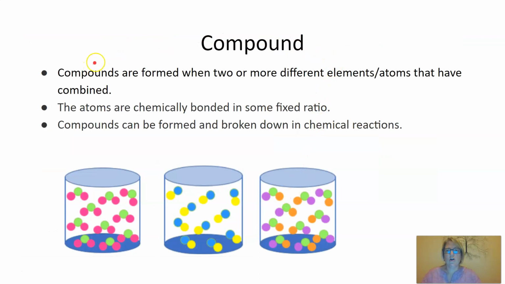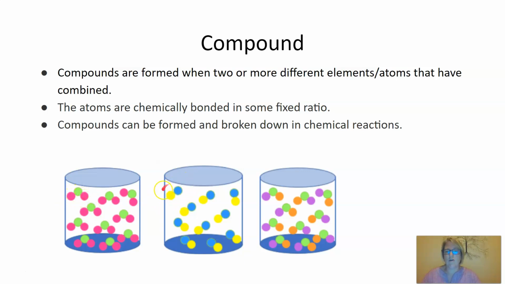So what is a compound? Compounds are formed when two or more different elements have combined, or when two or more different atoms have combined. The atoms are chemically bonded in the same fixed ratio. Compounds can be formed and broken down in chemical reactions. So here we have a compound made up of two different elements, a pink element and a green element, but this compound has three atoms, 1, 2, 3.